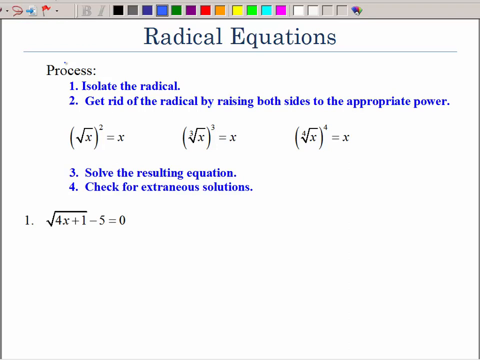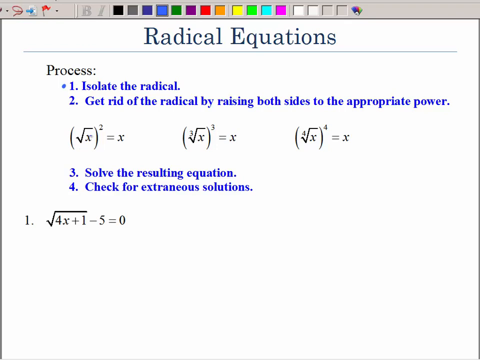In this video, we're going to be using a lot of our algebra skills in order to solve what's called radical equations. Now, radical equations are just what they sound like. They're equations that have radical signs. And so in order to solve them, we're going to isolate the radical, which means to get it by itself. And then we have to get rid of the radical by raising both sides to the appropriate power.